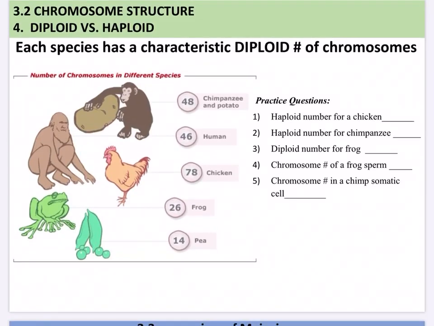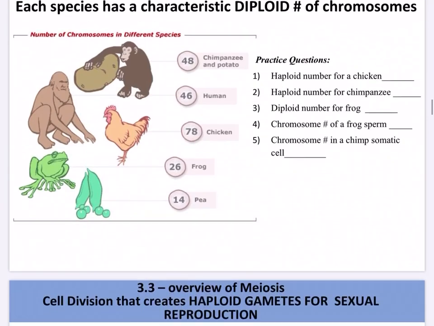So, take a look here. See if you can figure out the haploid number for a chicken, the haploid number for a chimpanzee, the diploid number for a frog, the chromosome number of a frog sperm, and the chromosome number in a chimp somatic cell. So don't get tricked up there.